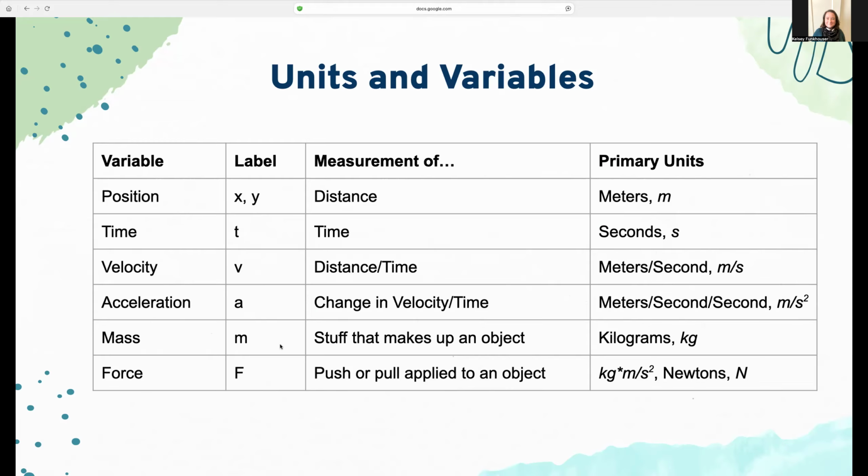Mass, we talked about before, but now we really have a definition: it's the stuff that makes up an object, and its units are kilograms usually. And then force is a push or pull applied to an object. Units are kilograms times meters per second squared, which is mass times acceleration. And this also has its own unique label of newtons, given with a capital N.